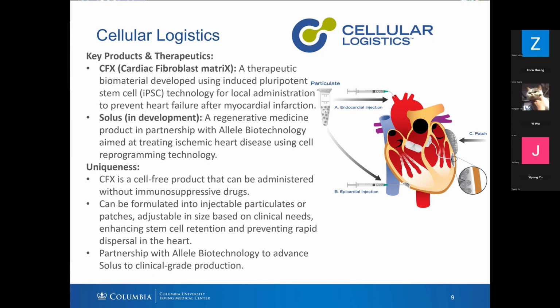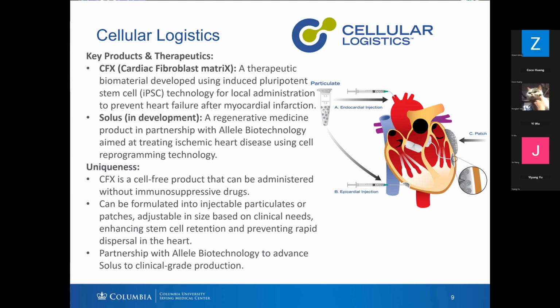So this is what CFX does. It prevents those inflammatory molecules from damaging the heart further and attempts to regenerate the muscular tissue, right? So this is particularly important in chronic heart failure because the damaged myocardium can be restored to improve heart function.